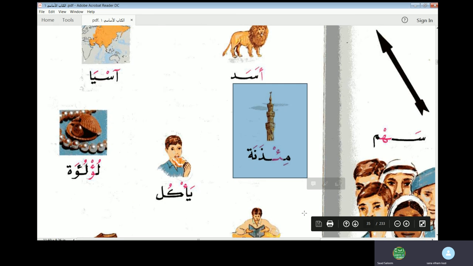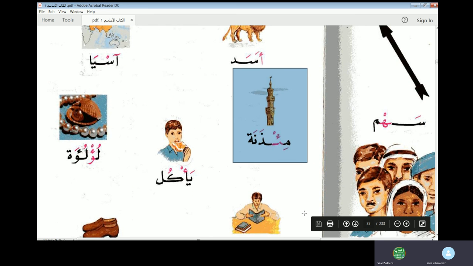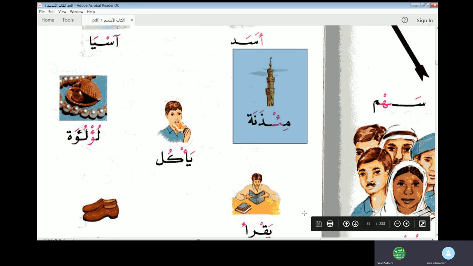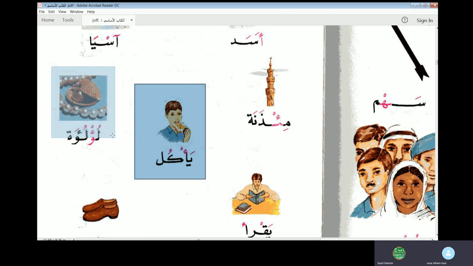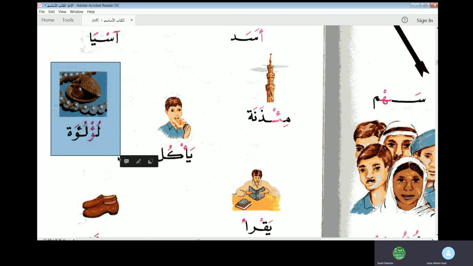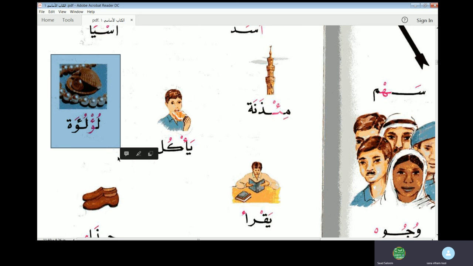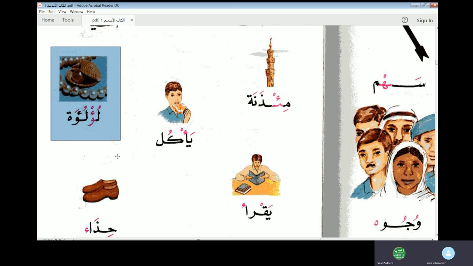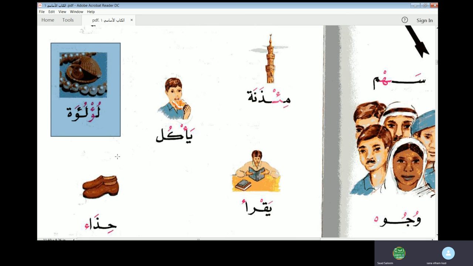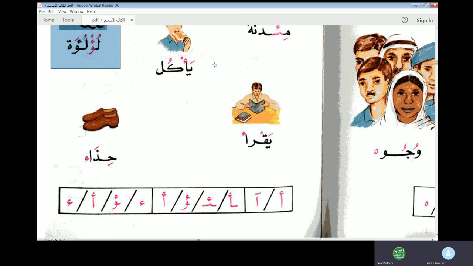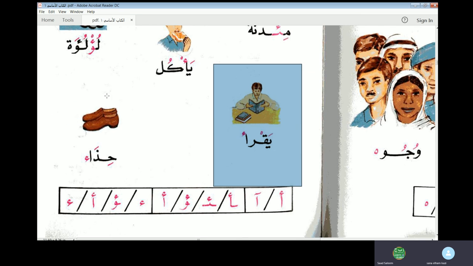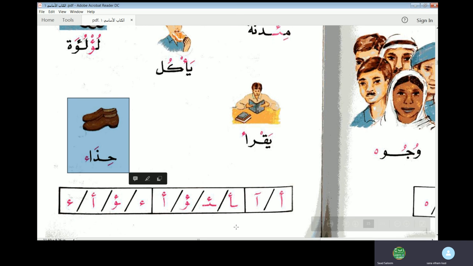Mezana, what is it? Minaret. The tower of a mosque is called minaret. Usko mezana kehte hain. Yaful, he eats. Al Huluwa, the sweet. Lulua, pearl. Yakra, he reads. Hiza, shoes.